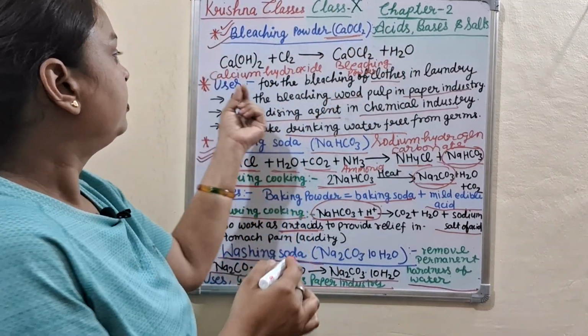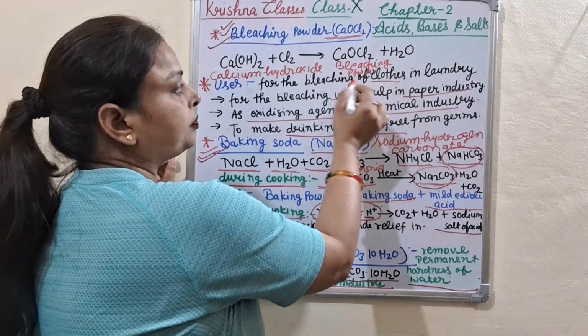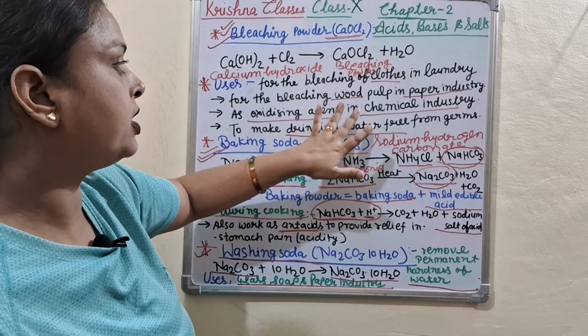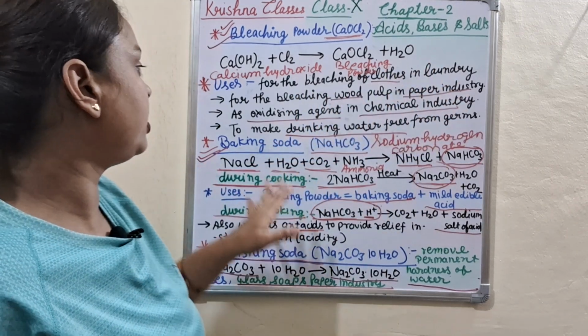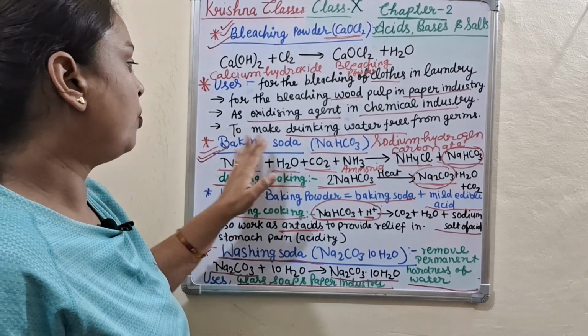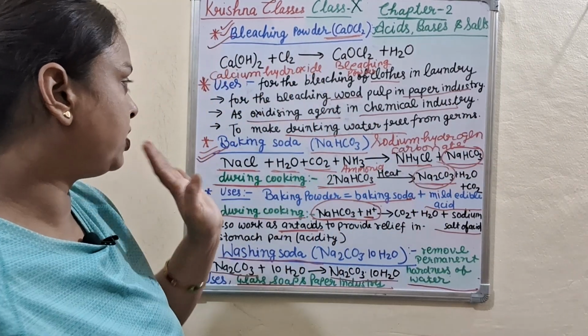Next are the uses. What are the uses of bleaching powder? For the bleaching of cloth in laundry, for the bleaching of wood pulp in the paper industry, as an oxidizing agent in the chemical industry, and to make drinking water free from germs. So these are the uses of bleaching powder.